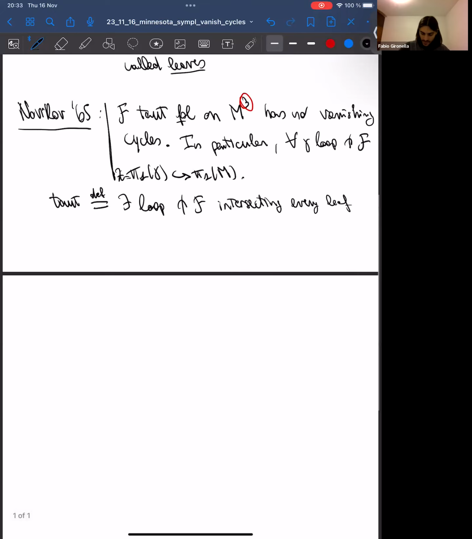Let me tell you what the vanishing cycle is now. This is a definition in dimension 3. The definition of taut actually holds in any dimension. There are some definitions of topological vanishing cycle in high dimensions, but they're slightly different. Here I'm talking about the dimension 3 case.